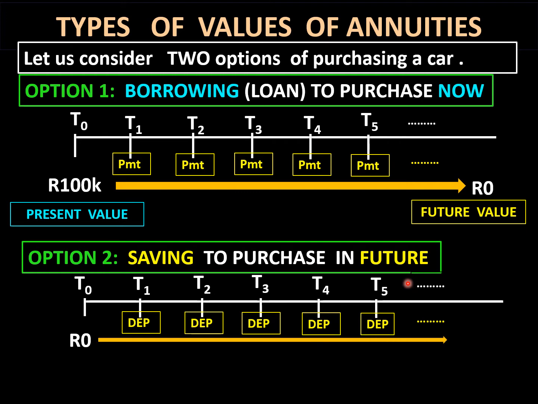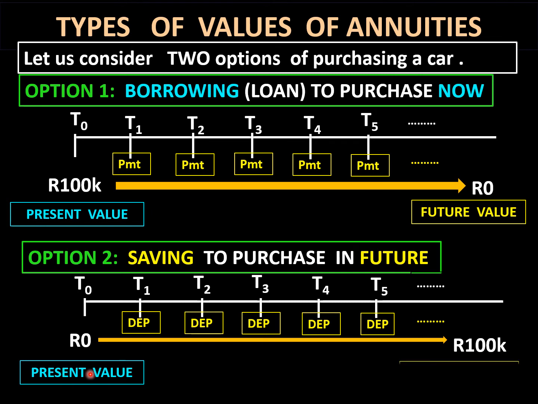So eventually all the deposits have grown, and let's say it grew to an amount of 100,000. Now this 0 here, presently it is worth nothing, right? But after all the deposits, this 100,000 is the value in the future. So in this case here, we start with a high value and then you end up with 0. Here you start with 0 and you end up with a large amount.